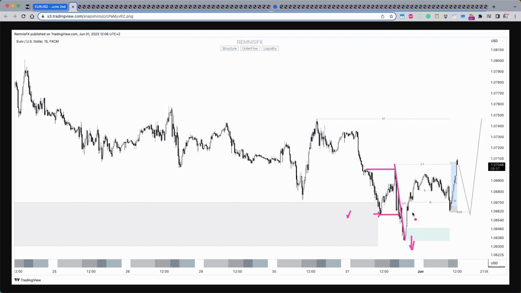That's why I noticed this here, internal change of character, right? And this here, internal engineered liquidity and internal inducement. We got no reaction here, so I avoided buy, and then I noticed this here, and then from the lower time frame I bought, right?